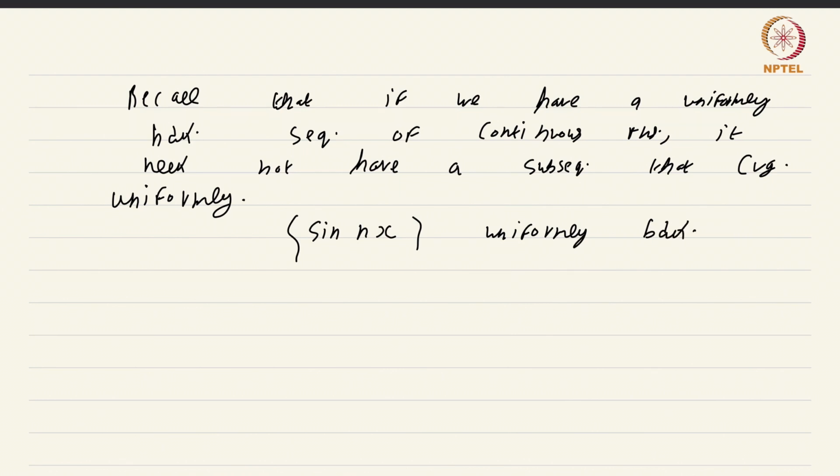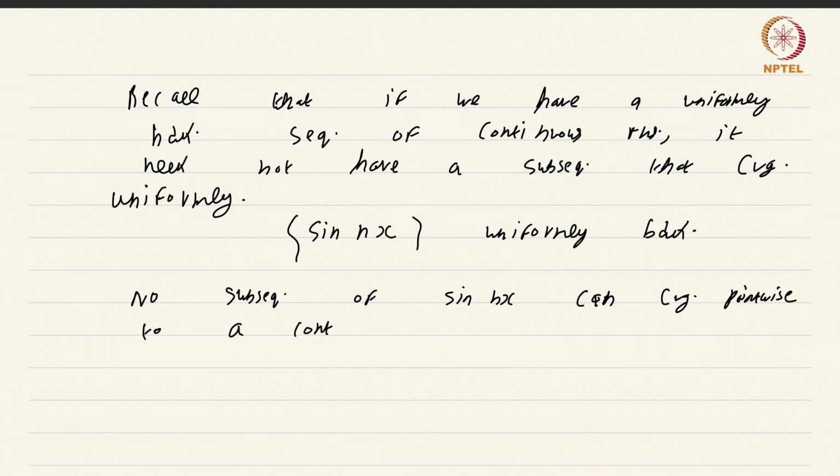And we had actually shown by an ad hoc argument that no subsequence of sin nx can converge pointwise to a function. Forget continuity. You cannot even have a pointwise convergent subsequence of sin nx, forget about a uniformly convergent subsequence. And we had constructed an ad hoc clever argument. Well, now we can give a more conceptual proof.